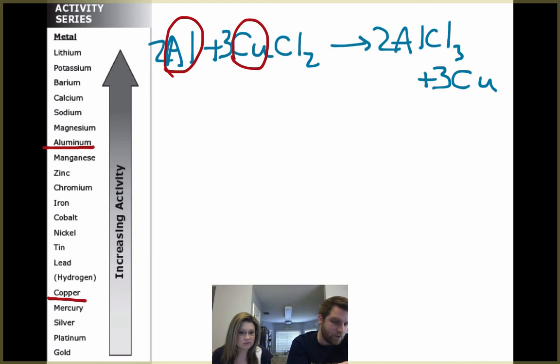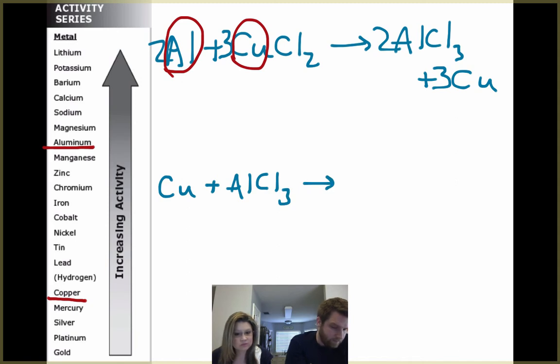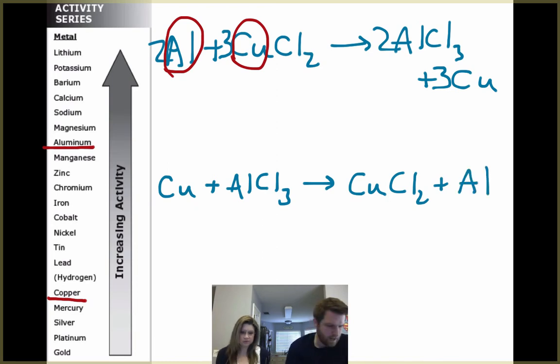Now, here's the thing. Let's write this reaction again, and I'm not going to balance it this time: copper plus aluminum chloride. Is that going to yield copper(II) chloride and aluminum? Does the reaction happen that way? No. Why not? Because the copper is less reactive than the aluminum, so the copper can't come back in and kick the aluminum off. That is why this reaction does not take place.